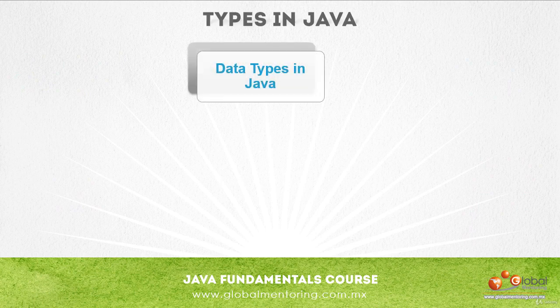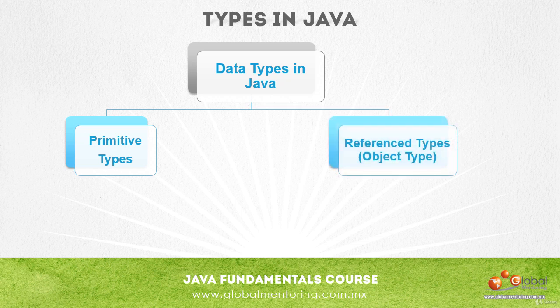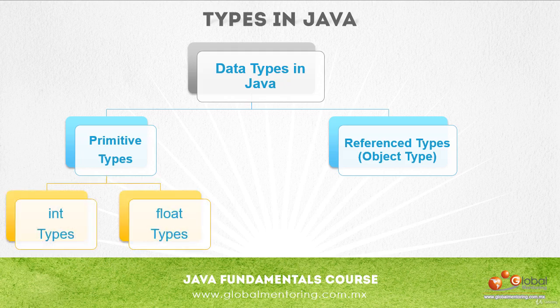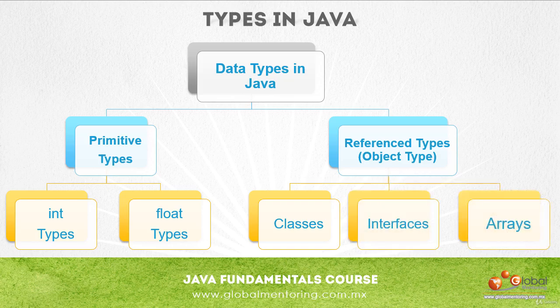Types in Java. We have primitive types and reference types, object types, and in primitive types we have int types and float types, and in reference types we have classes, interfaces, and arrays. There is a wide classification regarding the types that are handled in Java. However, we can summarize it in the figure shown.